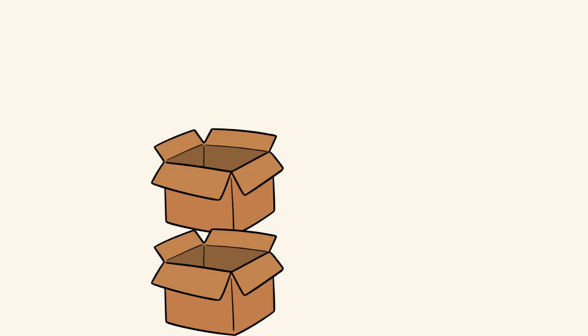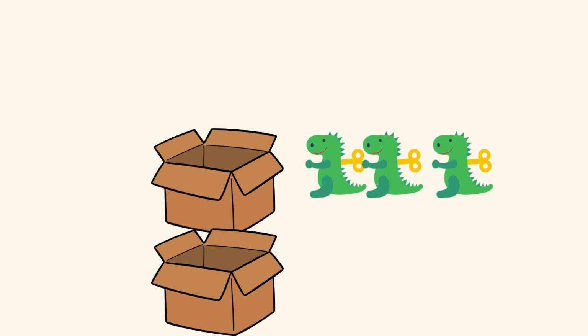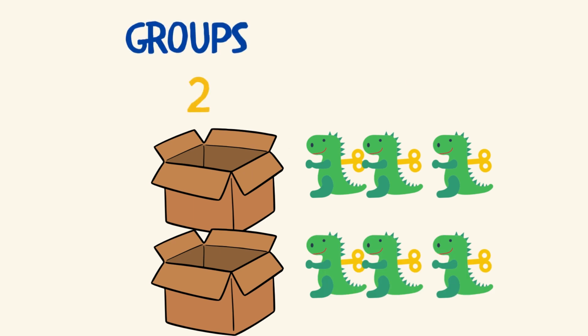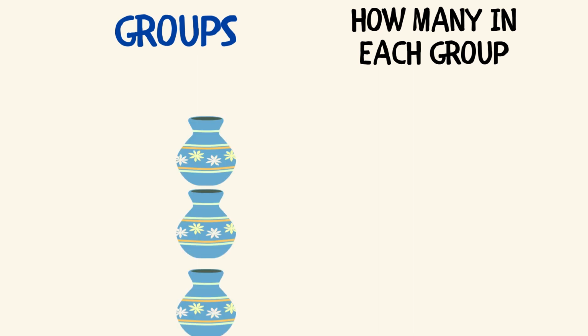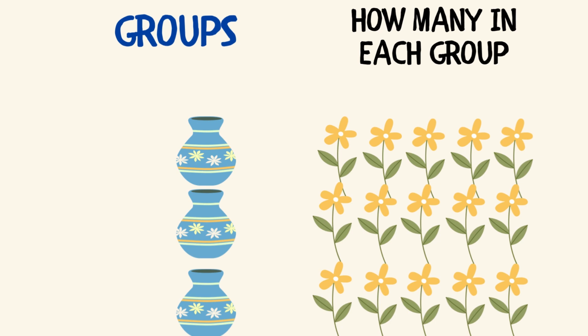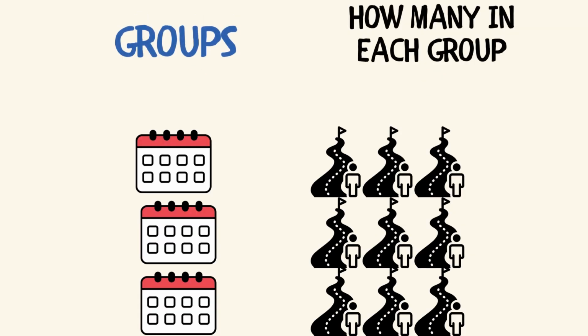Here's an example. If a problem states that there are 2 boxes, with 3 toys in each box, you then have 2 groups, and 3 items in each group. Here's another example. If a problem states that there are 3 vases, with 5 flowers in each vase, you then have 3 groups, and 5 items in each group. This example shows that there are 3 days, therefore 3 groups, and 3 miles walked in each day, so 3 in each group. Notice that the number of items in each group must be the same in every container or group.